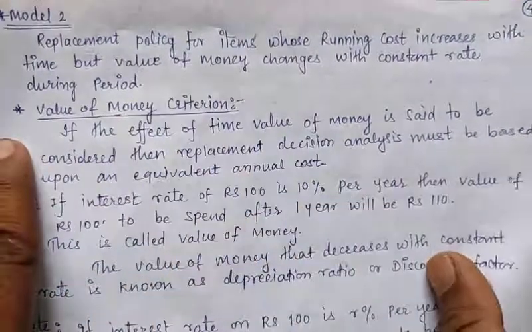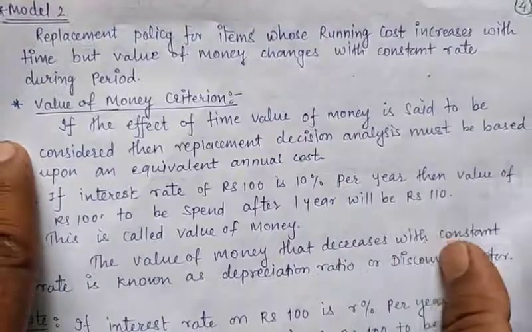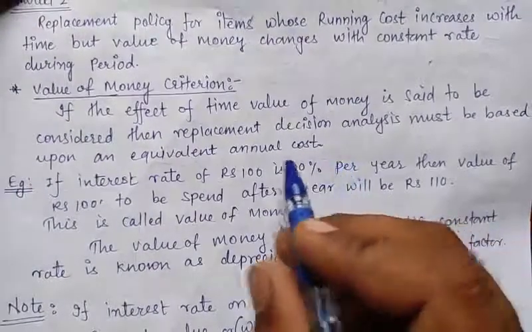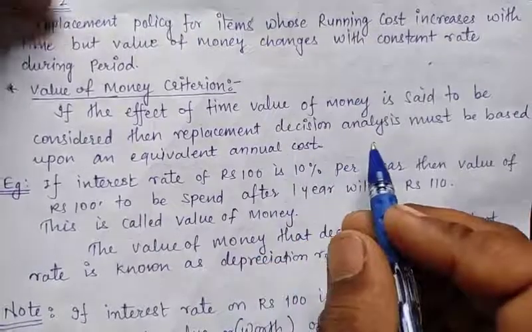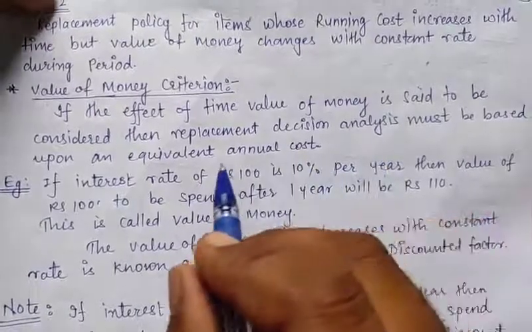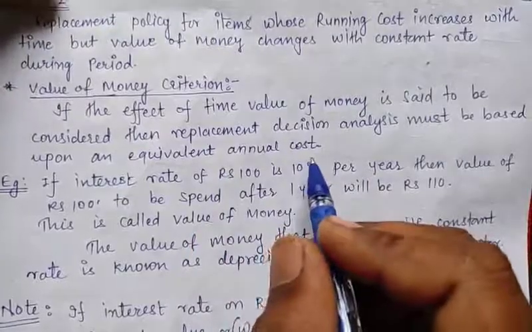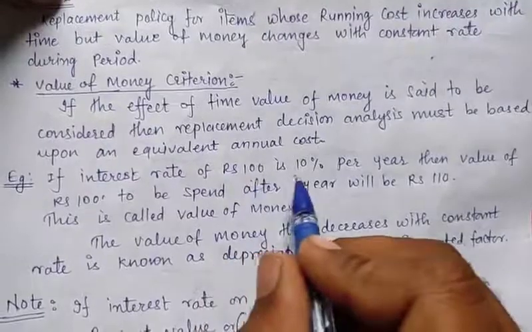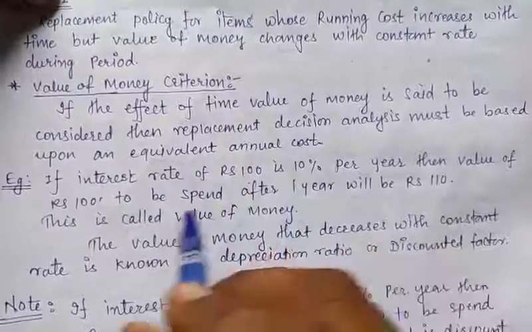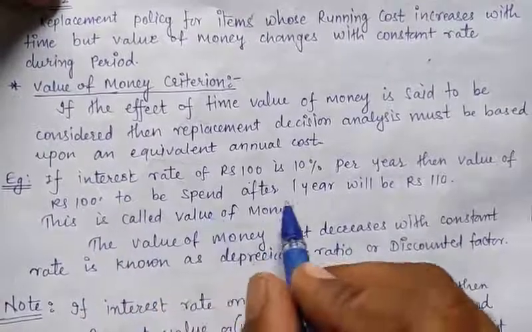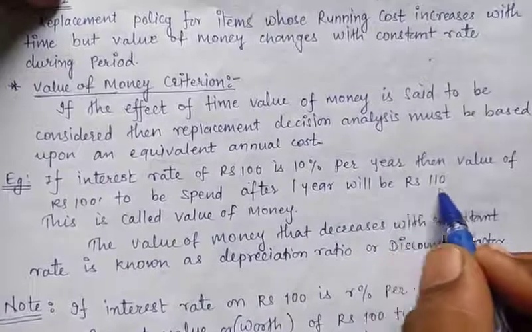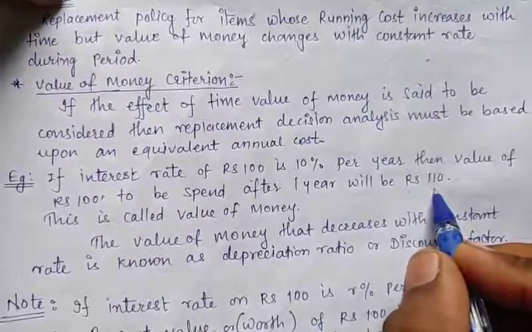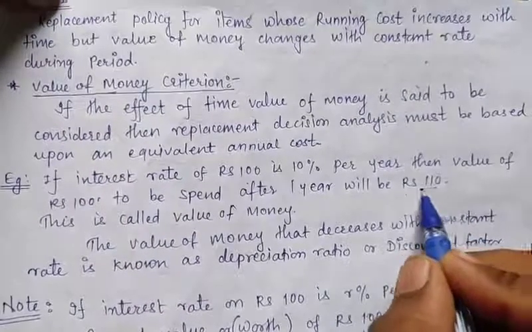Now what is the value of money criterion? If the effect of the time value of money is to be considered, then replacement decision analysis must be based upon an equivalent annual cost. For example, if the interest rate on rupees 100 is 10% per year, then the value of rupees 100 to be spent after 1 year will be rupees 110. This is called the value of money after 1 year.